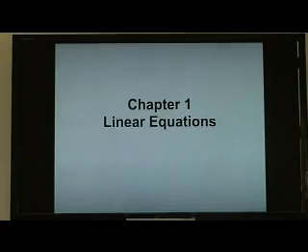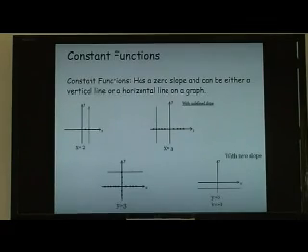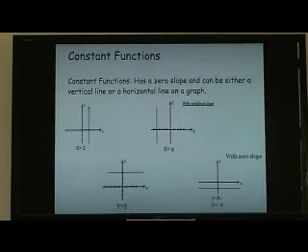Chapter 1. Linear equations. Constant functions have a zero slope and a vertical line or a horizontal line on a graph, as seen here, where x equals 2 or have an undefined slope, or where y equals 3 with zero slope.